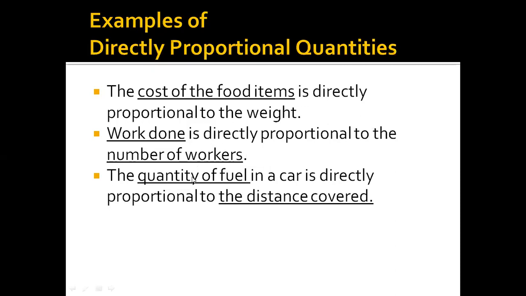Number 3, the quantity of fuel in a car is directly proportional to the distance covered. If there is more fuel in a car, then it can travel more distance. And if the quantity of fuel in the car is less, then the distance covered by it in a certain period of time will decrease. So in these examples, you can see that an increase in one quantity is causing an increase in the other one, and a decrease in the first quantity is causing a decrease in the second quantity. Such a type of relationship is called direct proportion.